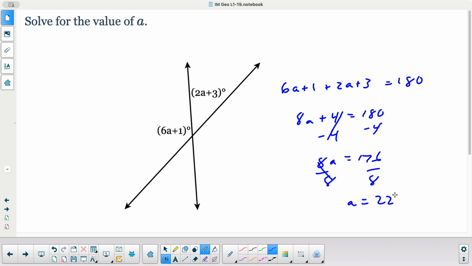So 22, don't put degrees on that because that would be wrong, okay? A is just a value. When I plug it in here, then I put the degrees, okay? So just a little thing that I see people screwing up.